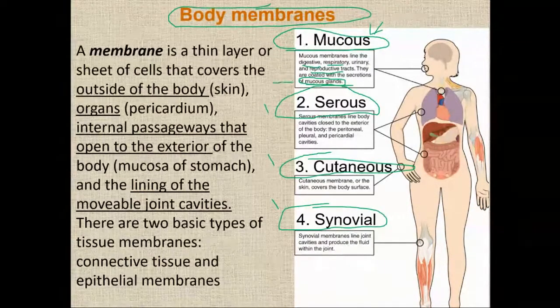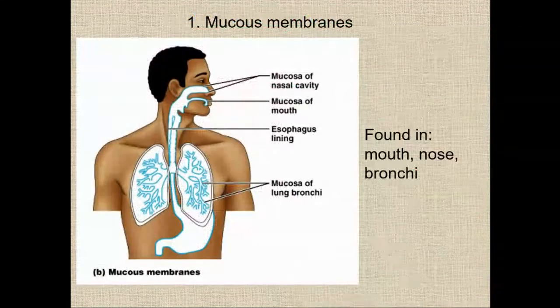So it makes you understand how important that is, because that mucus has a role of entrapping all these particles that otherwise would go on your tissues and in contact with your cells. You don't want that, okay? And so these are examples of mucous membranes found in mouth, nose, bronchi, okay?